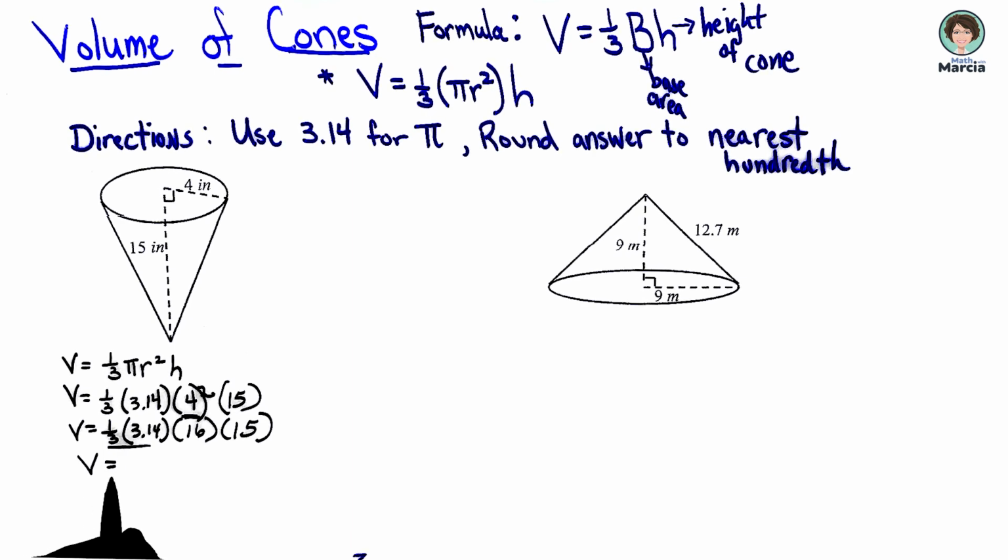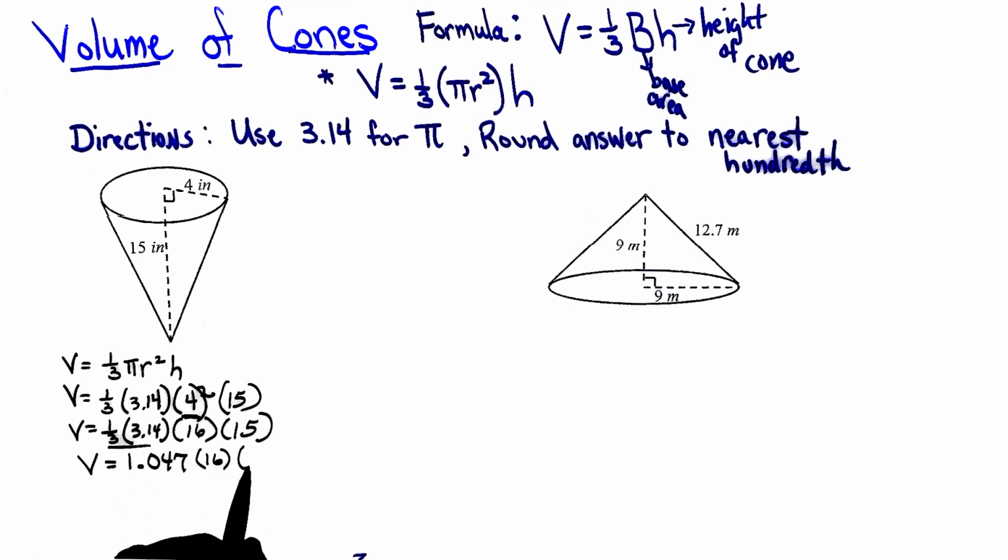So volume is equal to 1/3 times 3.14, which actually is a rounded answer. And I'm going to write down 3 decimal places, since our answer is going to be rounded to the nearest hundredth, where our answer to the nearest thousandth would help us. So now we know we still have to multiply times 16 times 15. So our volume is equal to 1.047 times 16, which is 16.752. And we're going to multiply that times 15.